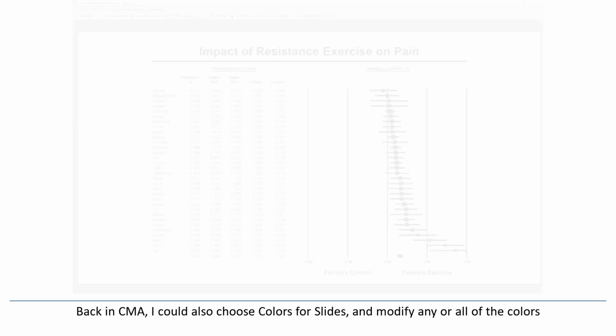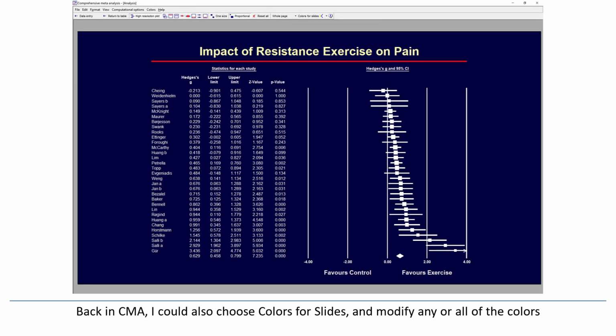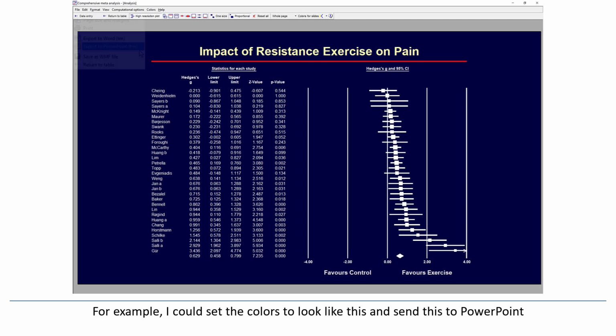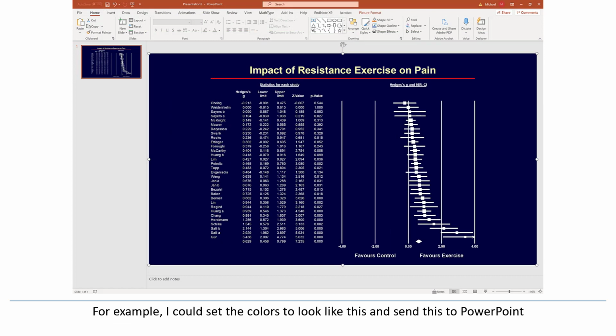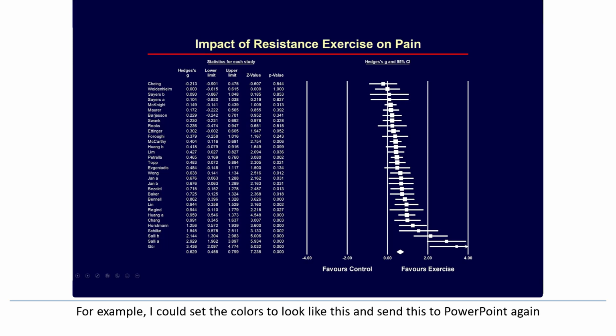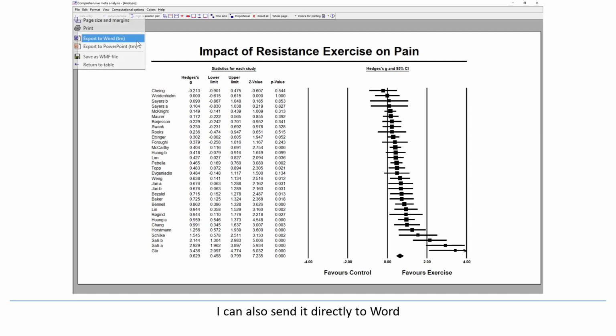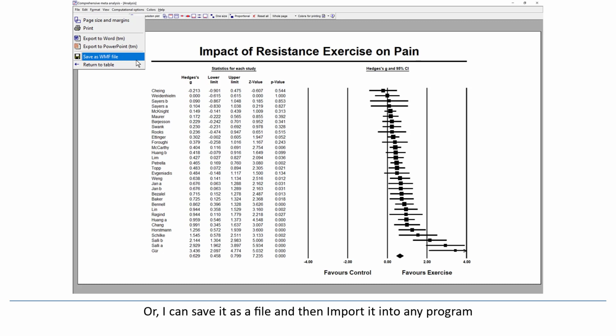Back in CMA, I can also choose colors for slides and modify any or all of the colors. For example, I could set the colors to look like this, and then send this to PowerPoint again. I can also send it directly to Word. Or I can save this image as a file and then import it into any program.